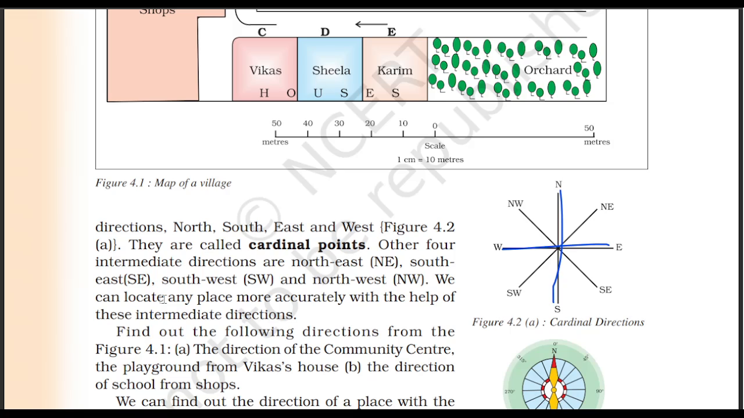The other four are intermediate. These are all intermediates, means these are between the main directions. The four directions: northeast, southwest, southeast, northwest. We can locate any place more accurately with the help of these intermediate directions. Means they more specifically give the direction of any area.